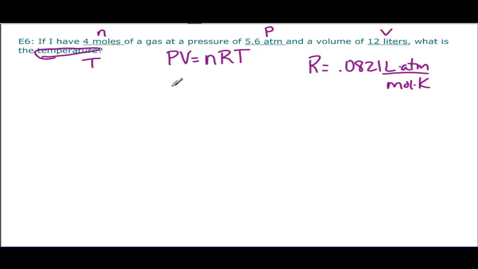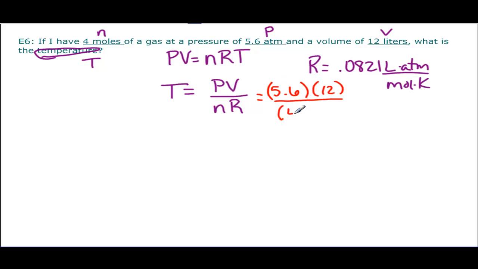So if you rearrange the equation to solve for T, you get P times V over n times R, and then you plug in your numbers. Or, like I said, you can plug your numbers in and then rearrange. Either way is going to work. So when we plug our numbers in, we get 5.6 times 12 over 4 times 0.0821.